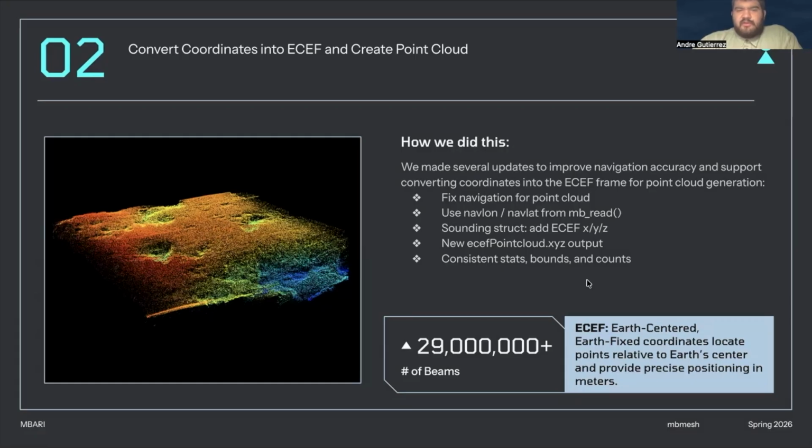For each valid beam, we now convert from WGS84 longitude, latitude, and depth into ECEF, using geodetic to ECEF. This happens during ping processing, so the values are pre-computed and efficient to output. Finally, mbmesh now generates a third XYZ file, ECEF point cloud.xyz, alongside the existing geographic and projected outputs. All files now report consistent point counts, correct bounds, and accurate locations. Bounds filtering with the R option works correctly, and all outputs stay aligned across representations of the point cloud.